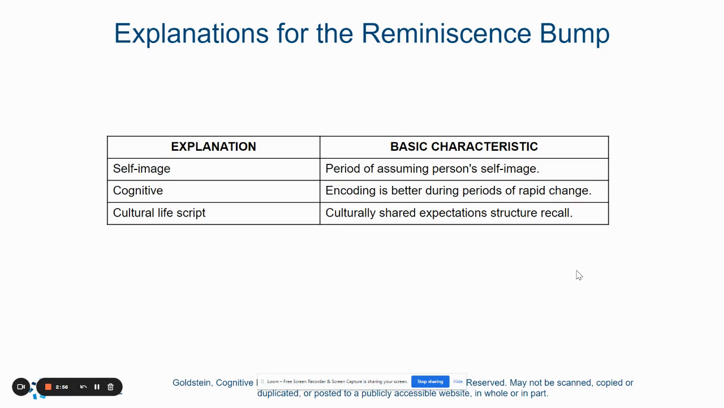So when we start to think about the reminiscence bump, we have to look at some things that are taking place during that time of life. Self image is a big thing. And, when you're between the ages of 10 and 30, you are developing your self image. Cognition plays a big role because that's when you start to encode and think about things more complexly. And then there's also the cultural life script, which is how we culturally have shared experiences, which structure our recall.